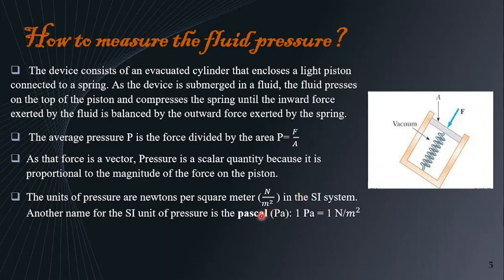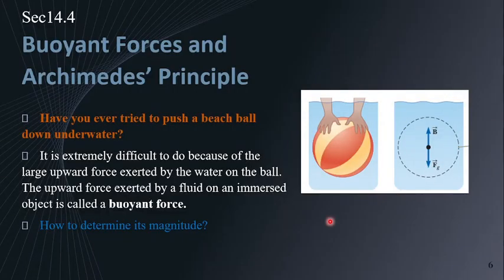The units of pressure are newtons per square meter in SI system. Another name for SI unit of pressure is the Pascal, where 1 Pascal equals 1 Newton per square meter.